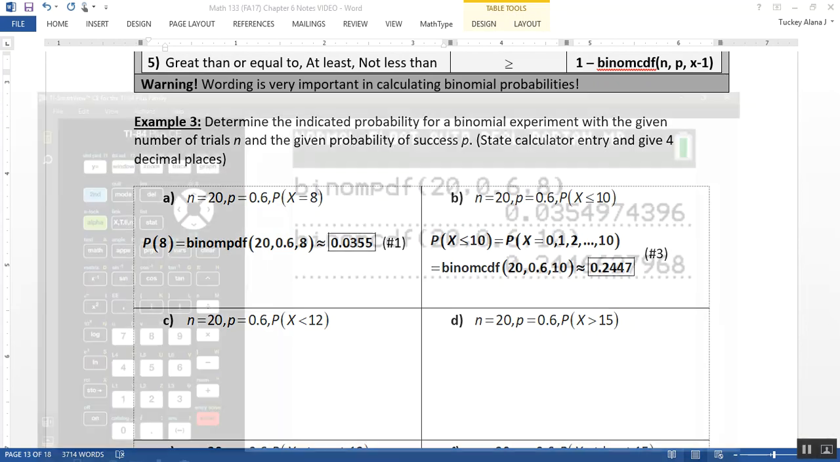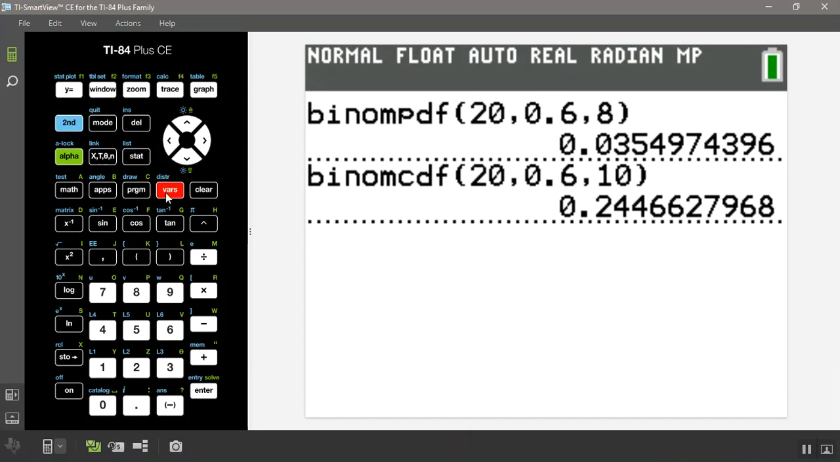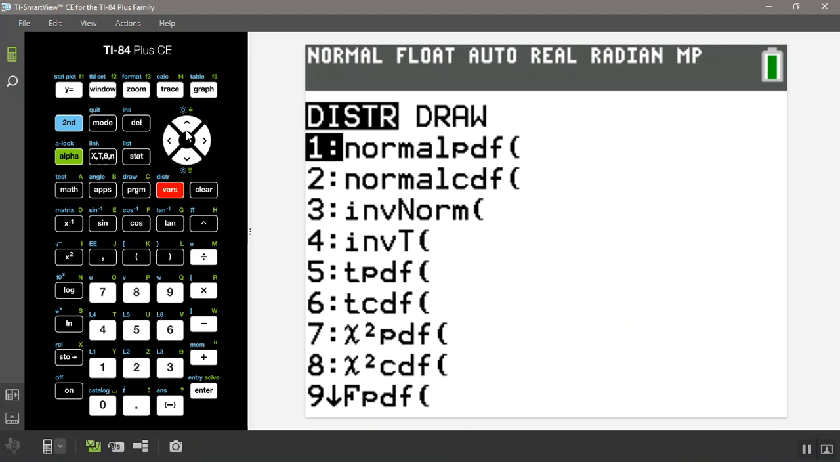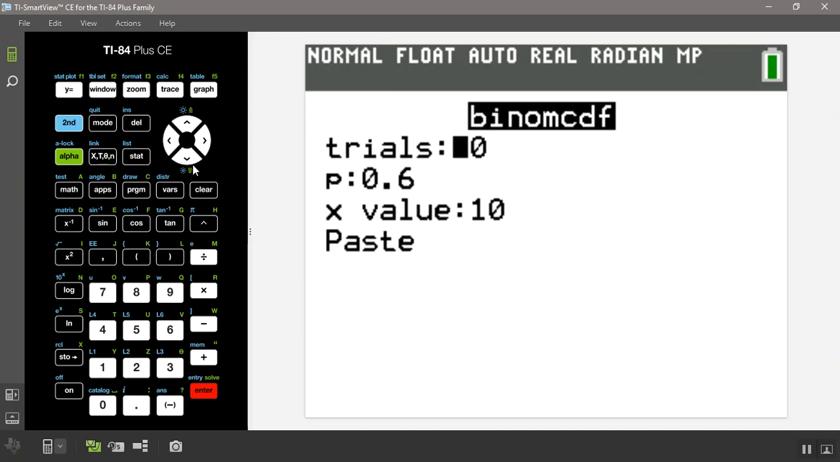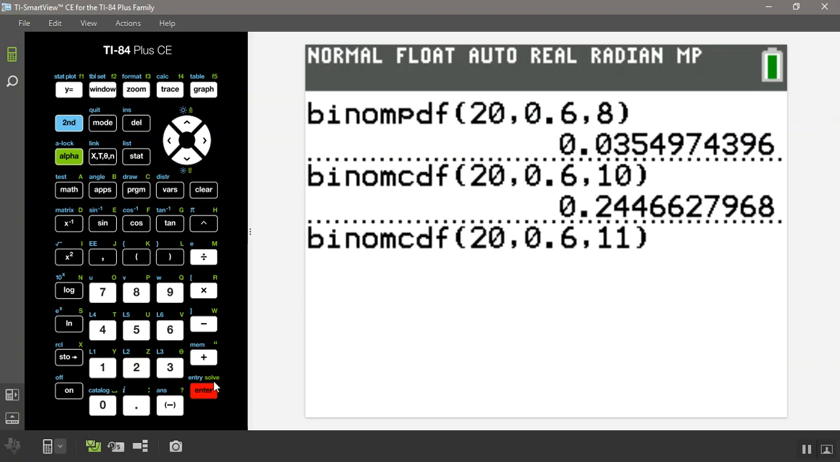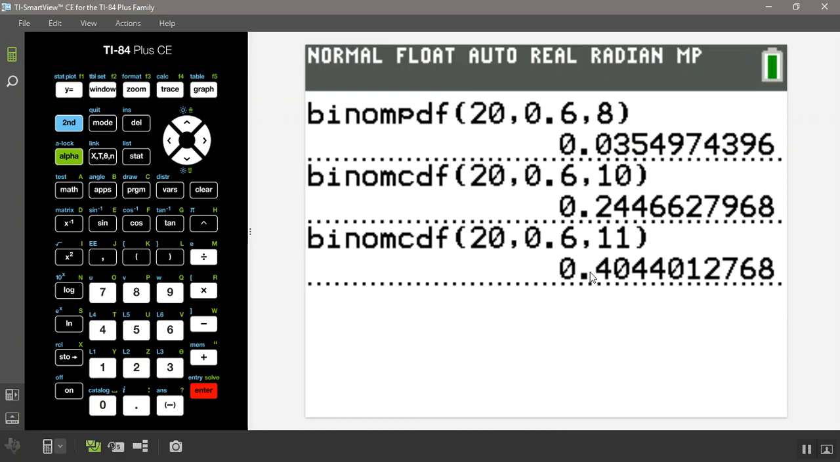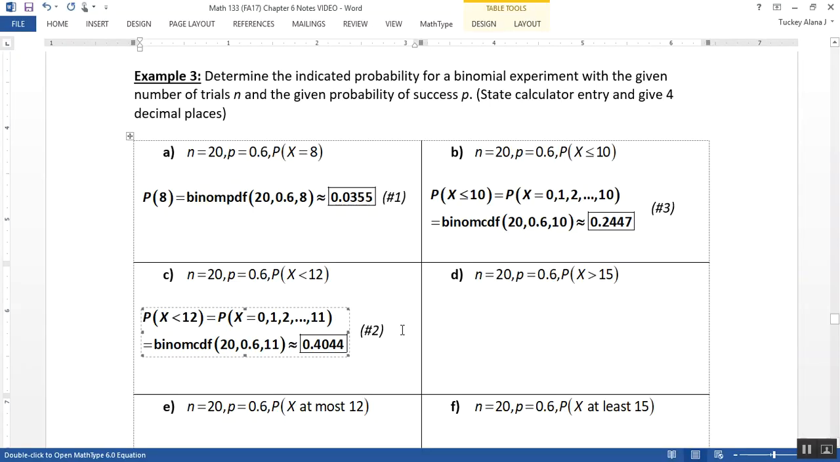So I'm going to use binom CDF. And since I've already typed this in, the stuff is still sitting there, but I'm going to tell it to go to 11 this time. Much like this is Spinal Tap. Go to 11. And there you go, 0.4044. And I just typed that up, and I wrote a little note to myself of which one I was using, because I was using number 2 there.